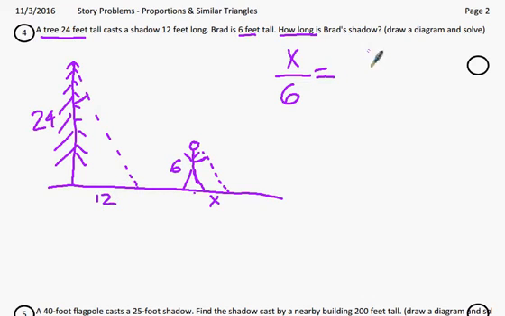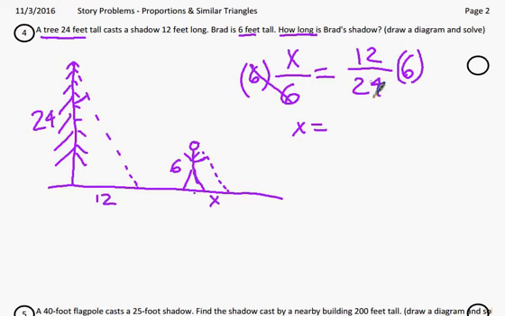So I want x and 12 to both be in the numerator. 6 is the vertical side, 24 is the vertical side. They're both the medium side. They're not the longest side, but they're not the shortest side. So 12 corresponds to 24, and I can reduce that to 1/2. Here I'll multiply by 6. Multiply by 6. And so x equals 1/2 times 6, or 3.